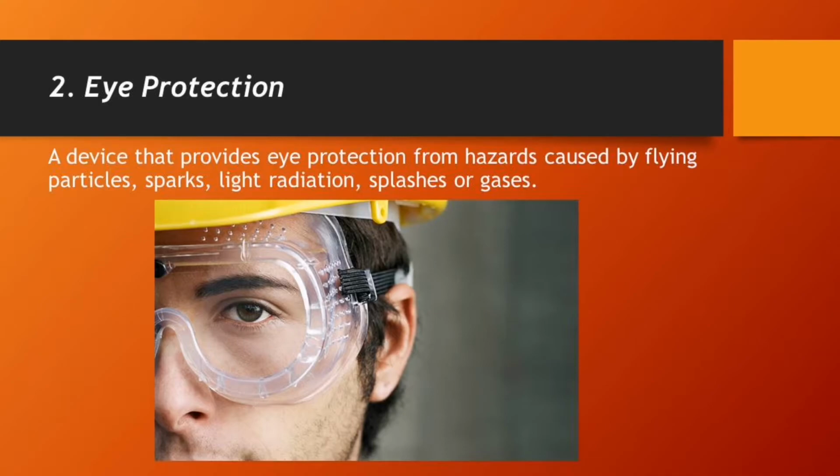Number 2 is eye protection, a device that provides eye protection from hazards caused by flying particles, sparks, light radiation, splashes, and gases. Goggles come in a number of different styles for a variety of uses, such as protecting against dust and splashes: eye cups, flexible or cushion goggles, plastic eye shield goggles, and foundrymen's goggles.